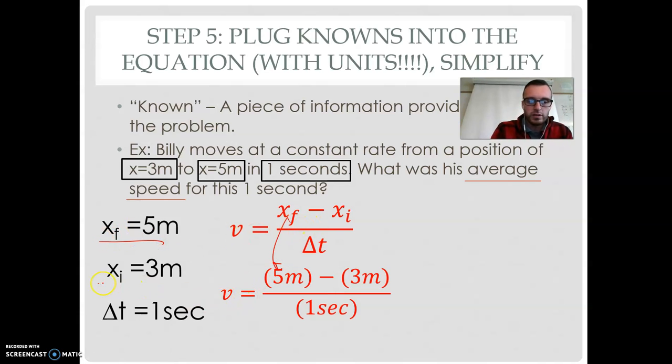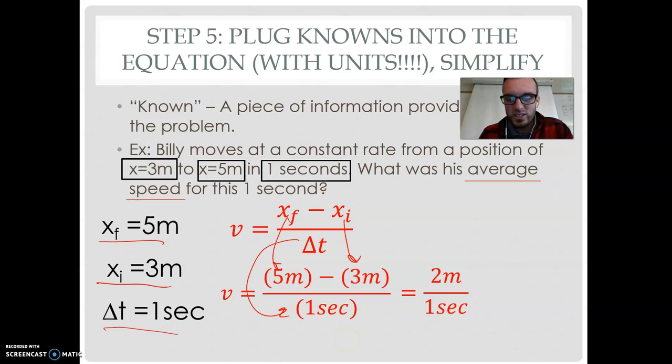That's why 5 goes there. Initial position was 3. That's why 3 goes there. Time was 1. That's why time goes there on the bottom. And of course, you guys can all do that in your head probably. 5 minus 3 is 2 over 1 second. Your answer, 2 meters per second.